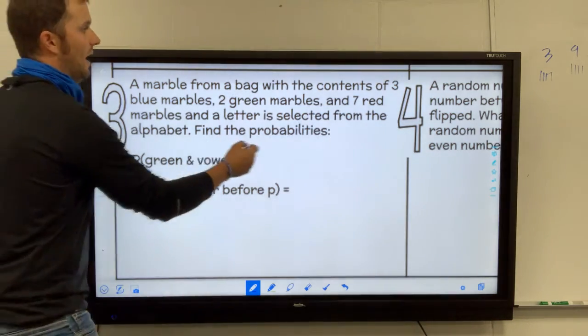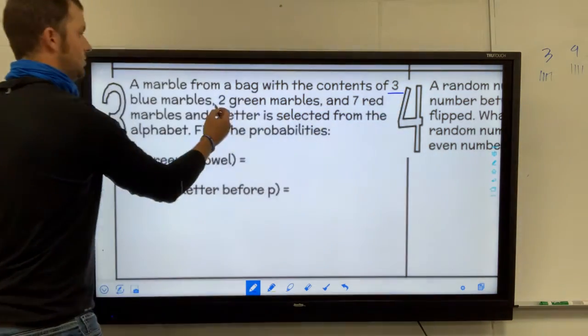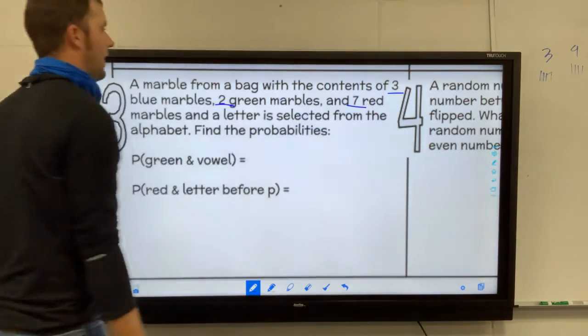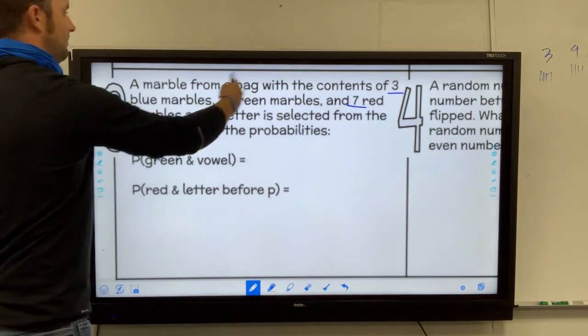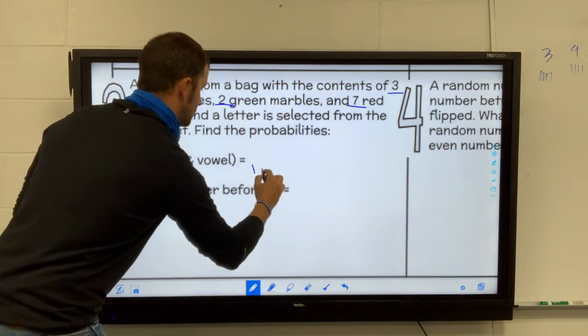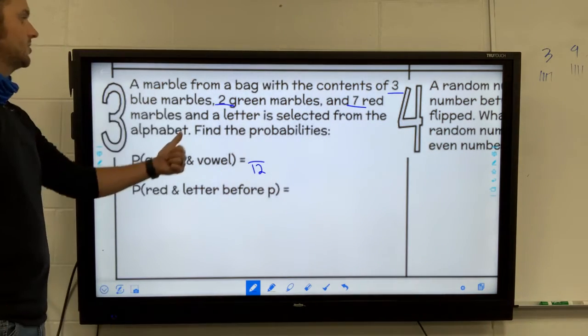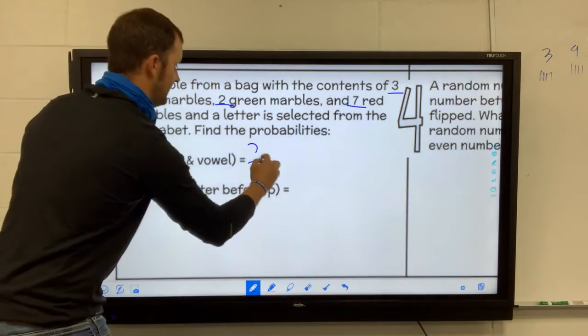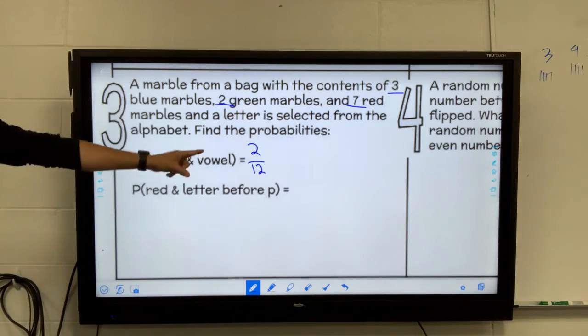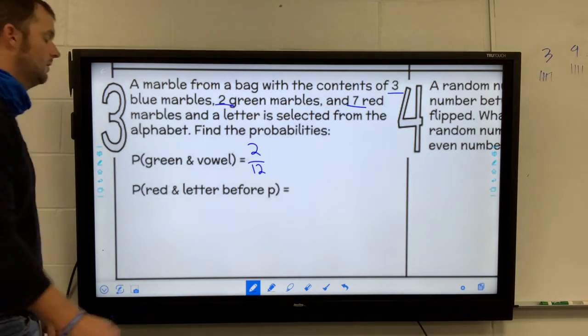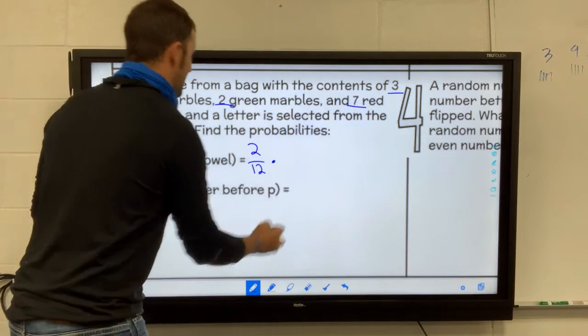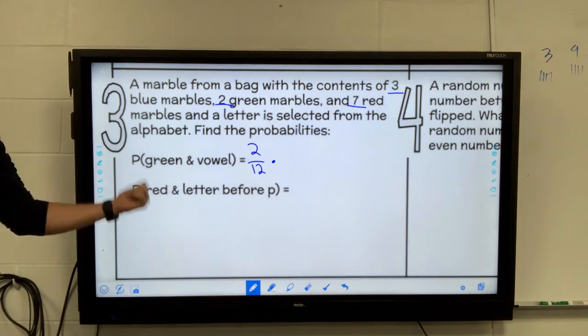So right now I have 3 blue, 2 green, and 7 red. So 7 plus 3 is 10, plus 2 is 12. So that's 12 total. And then there's gonna be 2 greens. So I'm putting that over 12. So that's the probability of me drawing a green. And so now I need to multiply that by getting a vowel, okay?